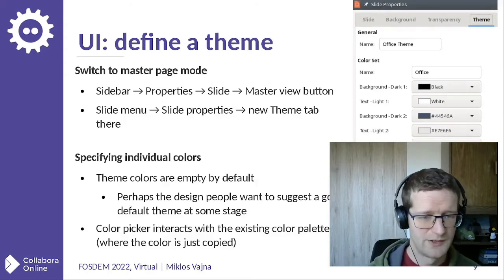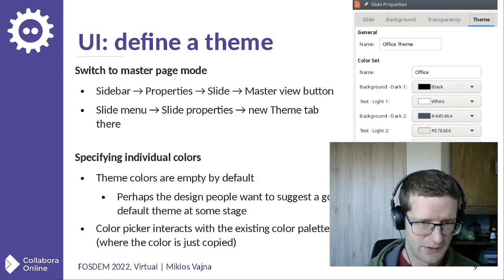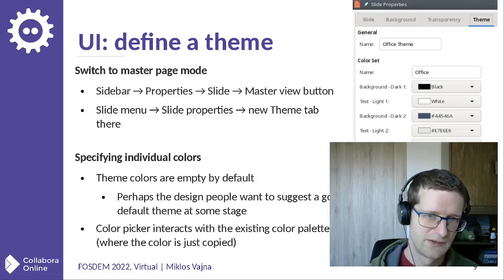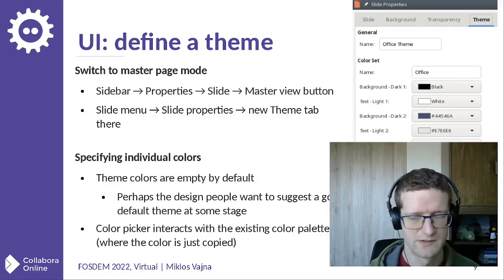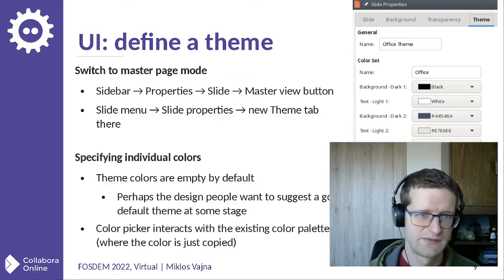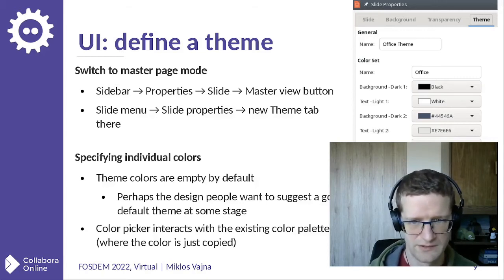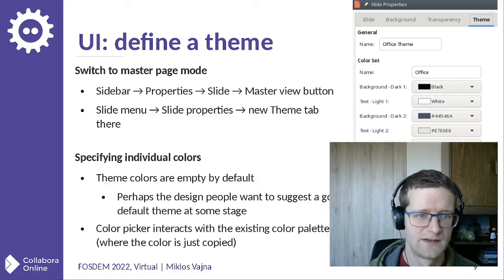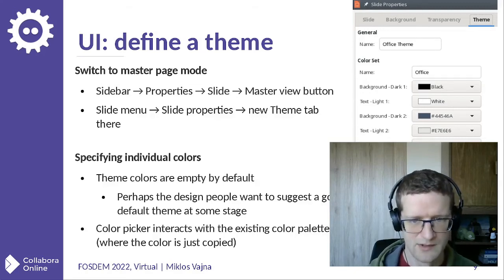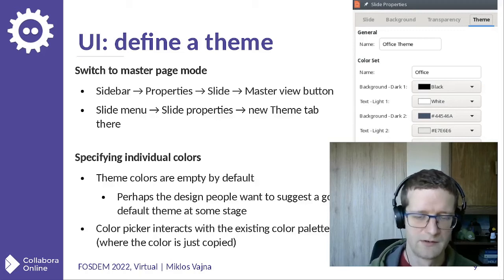Then the UI is split into two pieces. First you need to define a theme, and then you need to refer to those theme colors. So first, to define a theme, you need to switch to master page mode in Impress, and there is a master view button to do that. And then if you go to the slide menu and slide properties, there is a new theme tab there, or you can just right click and go to slide properties.